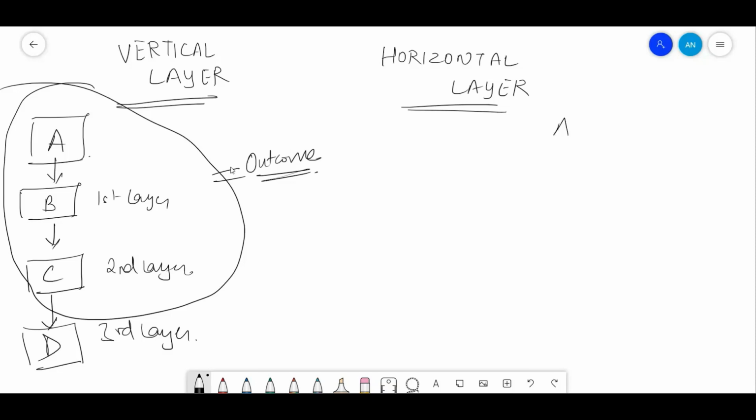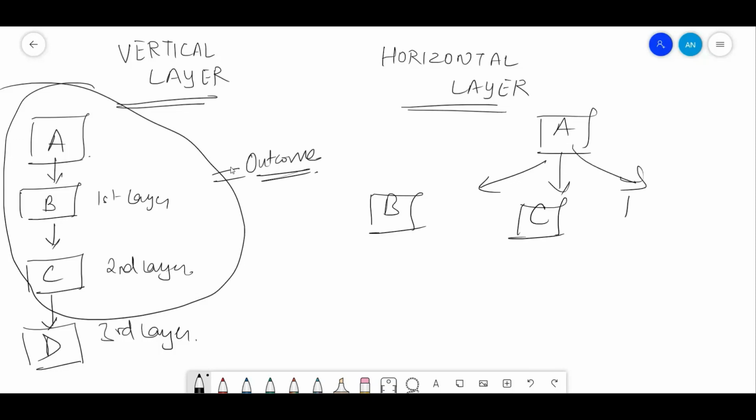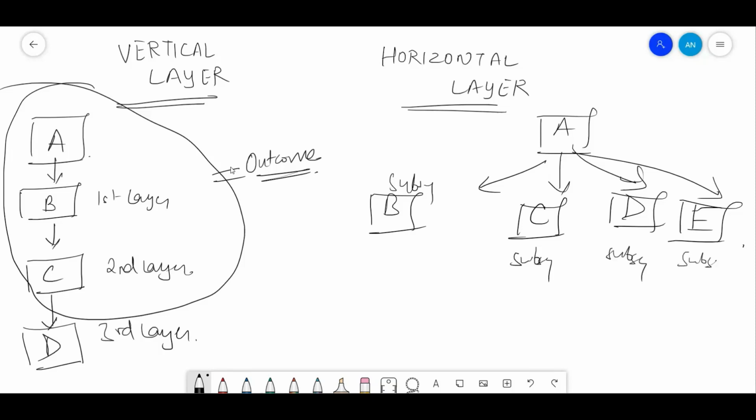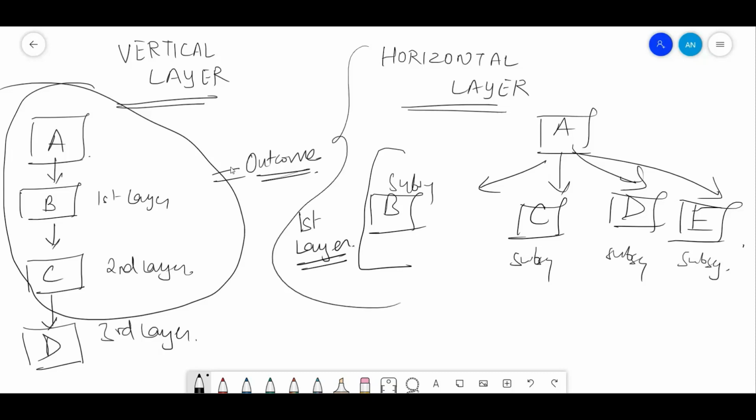Now coming to horizontal layer, that is if a company A invests directly in B, it invests directly in C, it invests directly in D, and it invests directly in E. All are its subsidiary companies. Subsidiary, subsidiary, subsidiary, subsidiary. So these are all only and only first layer. Remember that. So this is very much accepted. This is not a prohibition of section number 186 subsection 1. All right, remember that. यहाँ पे बच्चे confuse हो जाते हैं.